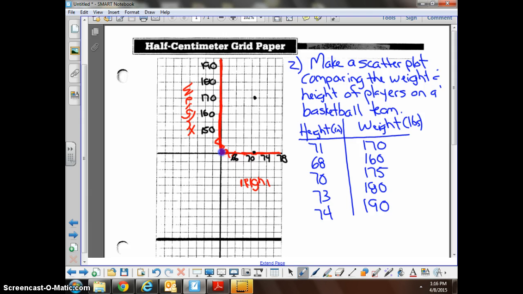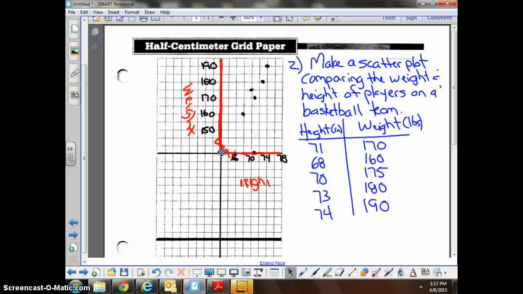Okay, and then I've got 68 and 160. That would put me right here. 70 and 175 would put me right about there. Yes, no? 73 and 180 would put me about right here. Yes, no? And 74 and 190 would put me about right here. Yes, no? Cool.